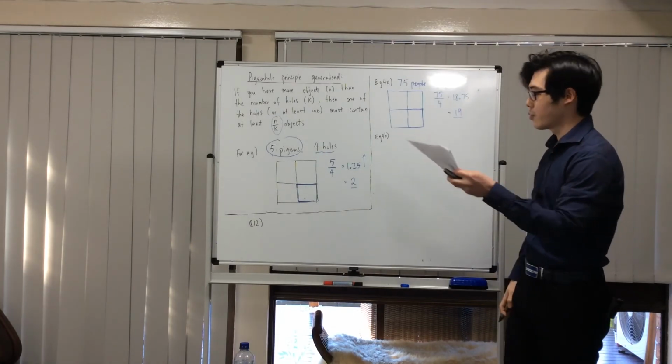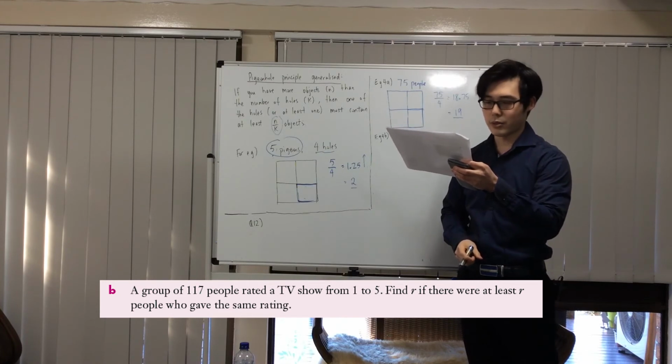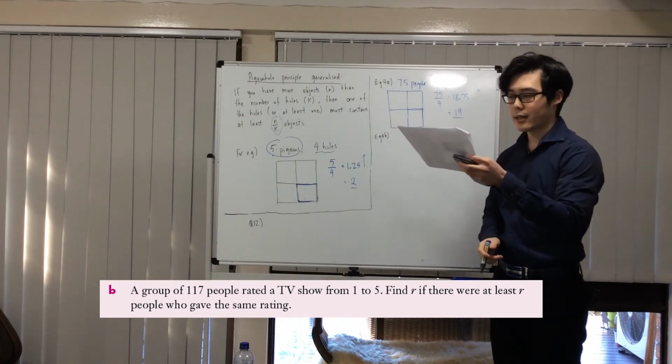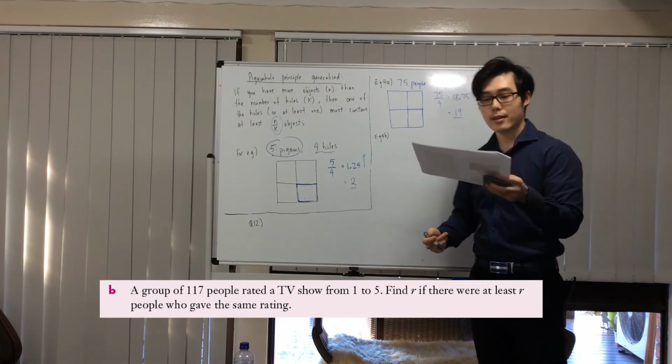Same thing for example 4b. A group of 117 people rated a TV show from 1 to 5. Find R if there were at least R people who gave the same rating. So this is basically the same question.